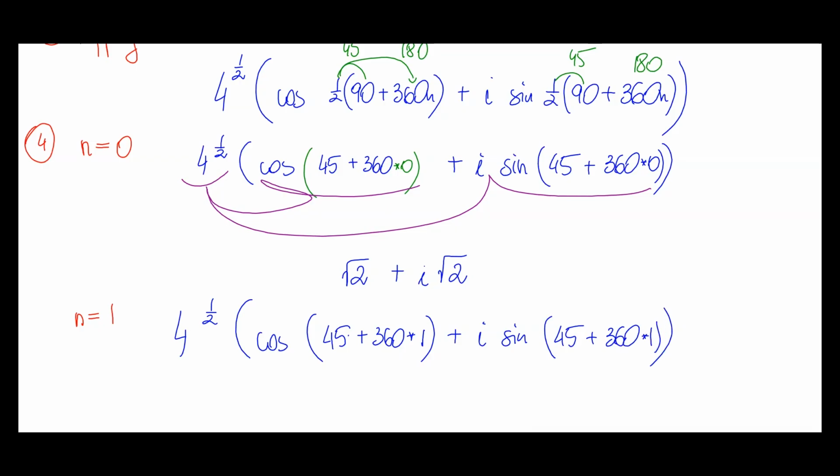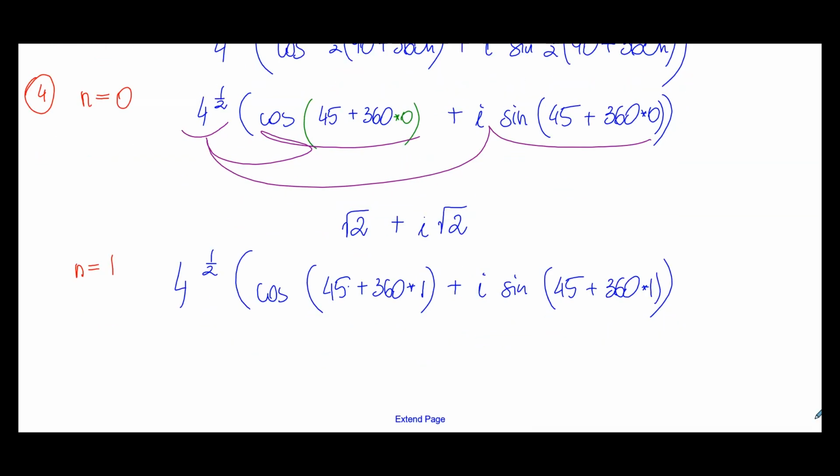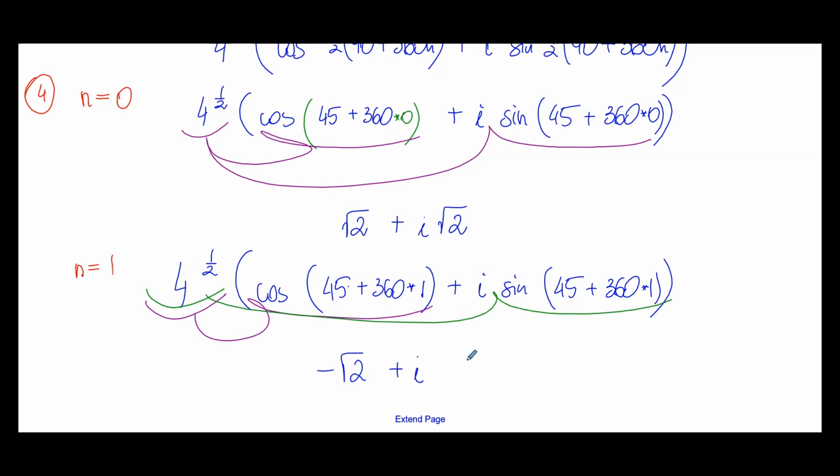And again, just a matter of putting that into our calculator. 4 to the power of a half first multiplied by the cos of this angle, and we should get minus square root of 2 plus i. And then second time we take that 4, and this time we multiply by sin of that angle, and here we should get minus square root of 2. So minus square root of 2i. So those are the 2 roots.